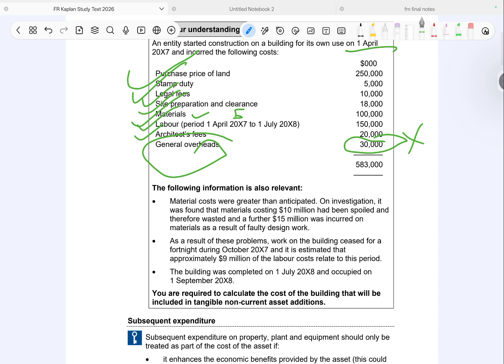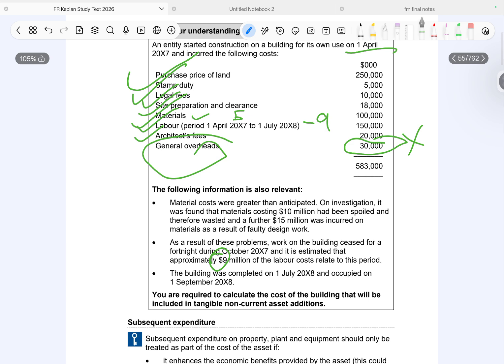We didn't need this cost to be in the initial cost, because how do I explain it properly, sorry. So, this will have to subtract this 9 million from the labor cost. And the building was completed on 1st July and occupied on 1st September. You are required to calculate the cost of the building that will be included in the tangible non-current asset.